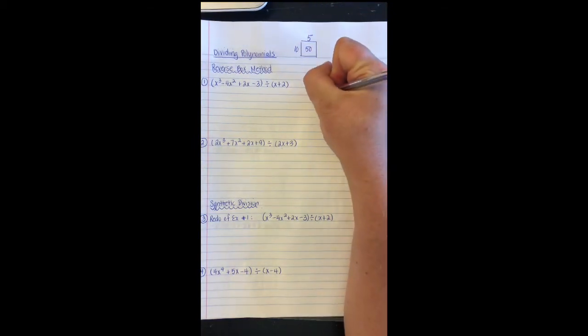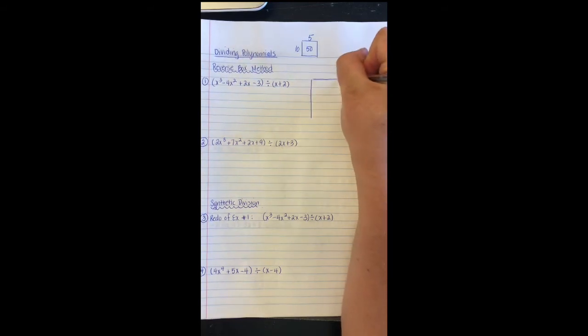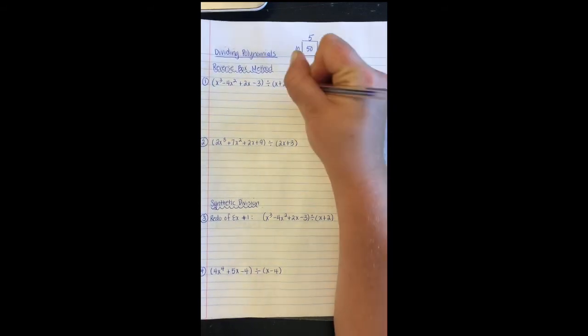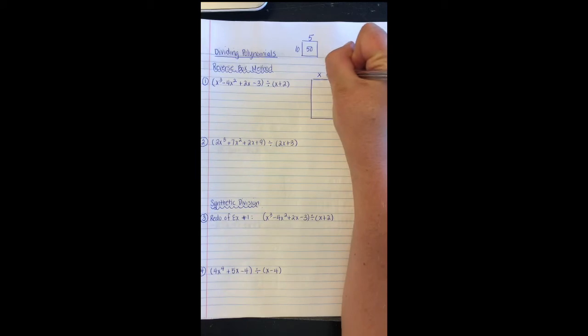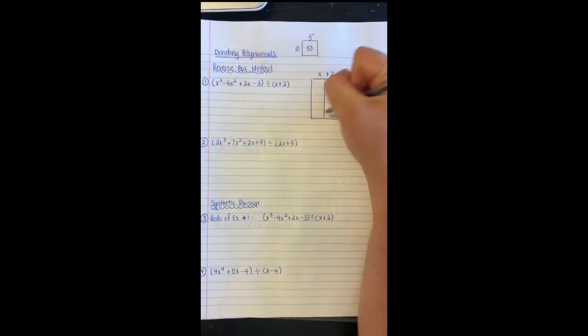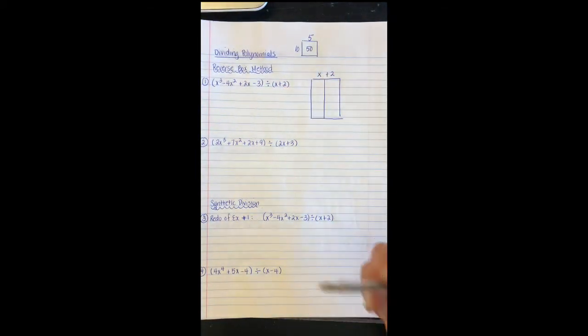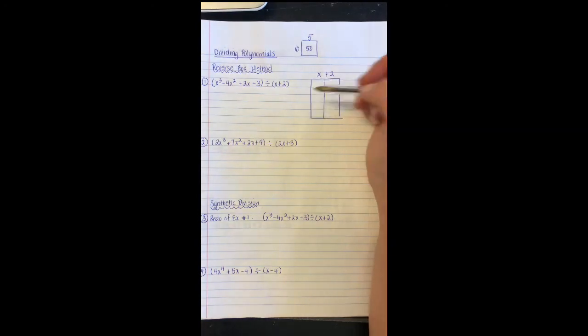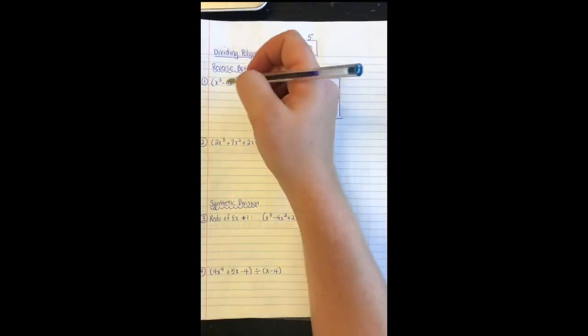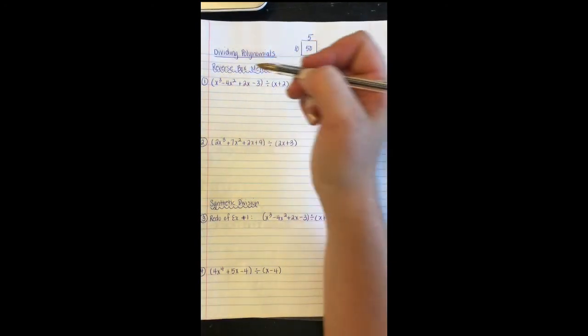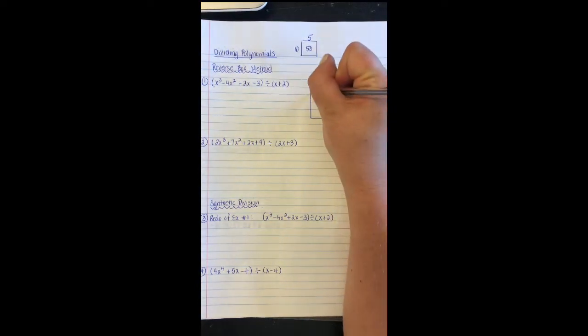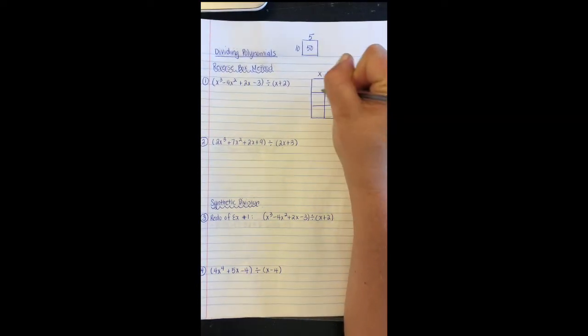So when I do reverse box, I generally like to set it up like this. Okay, I'm going to put my divisor, the x plus 2 on top, and I'm going to split between those two terms, okay, because that's like the length or width, and I'm trying to find out the other length or width. Then the fact that I have an x cubed as my highest power, that's what tells me I need to have 3 rows across, okay?